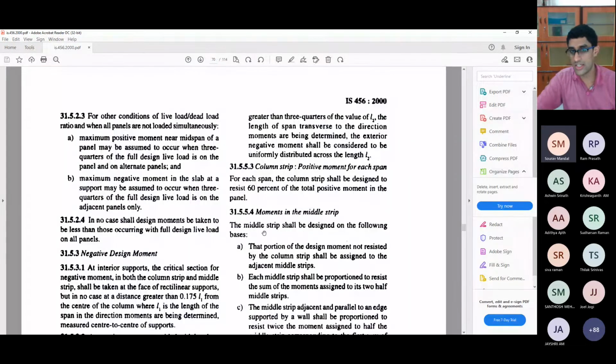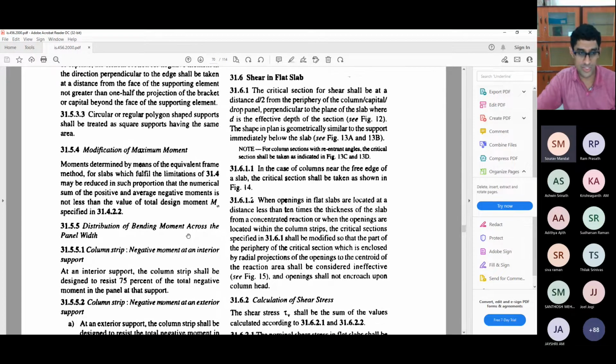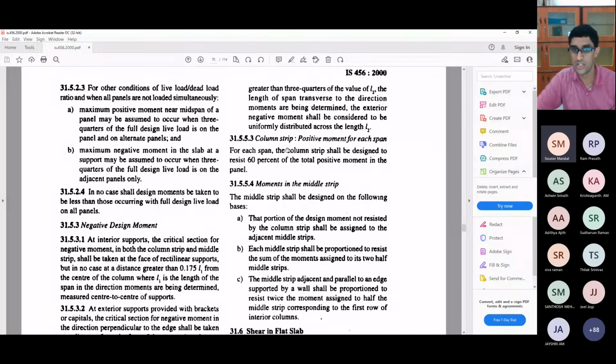Now coming to the positive moment. So 35% of M0 will be positive moment, and 65% of that can be assigned to the column strip. Okay, so we looked at everything as far as the column strips are concerned. We looked at the negative moment, and we also looked at the positive moment.